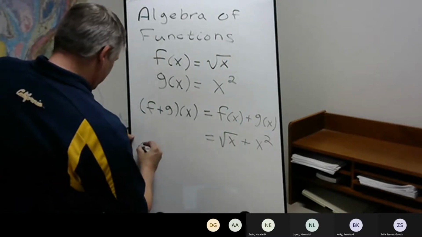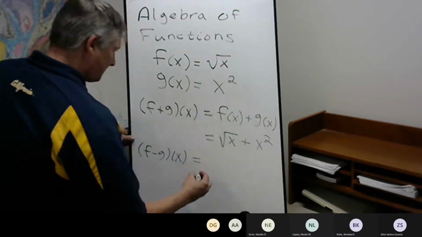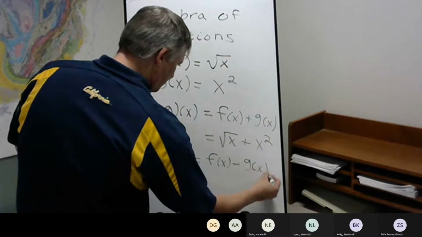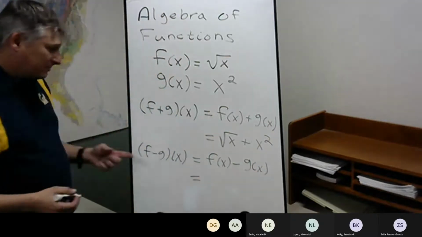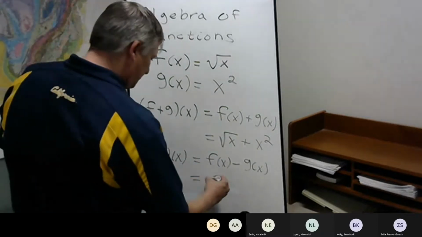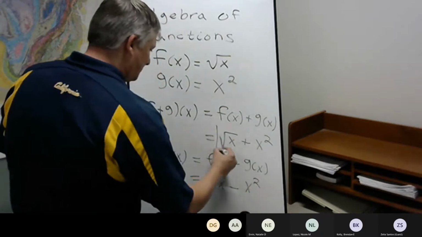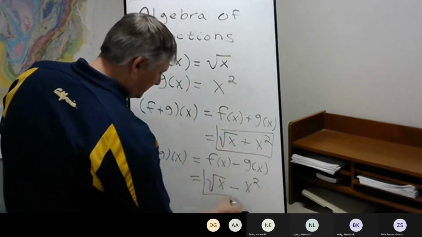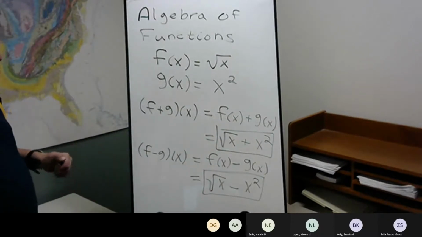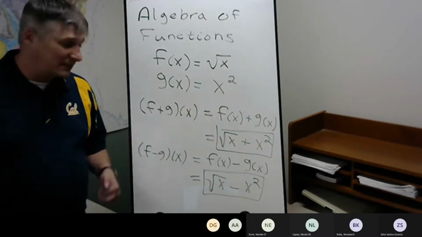Now let's take a look at this one. So that's all it means. We're just going to subtract the two functions. And so again, using our examples, square root x minus x squared from before, and that's what we have right now. So any questions about that? All right.